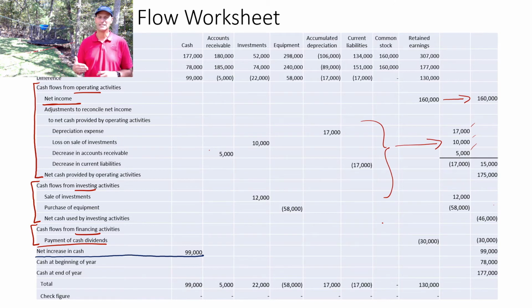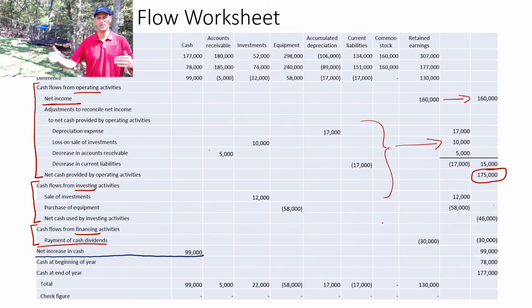We also had a decrease in accounts receivable. Well, a decrease in accounts receivable is an increase in cash. That means we collected more cash than the sales we reported on the income statement, so we add that back. We also had a decrease in current liabilities. You do that by spending cash. That was $17,000. So we're going to take our $17,000 and take that out of net income, which gives us, at the end of the day, net cash provided by operating activities of $175,000.